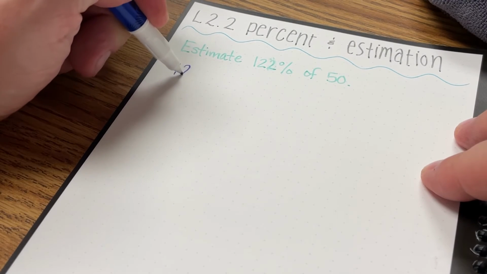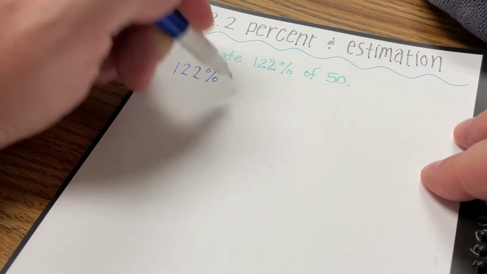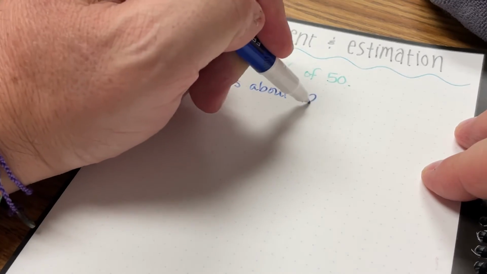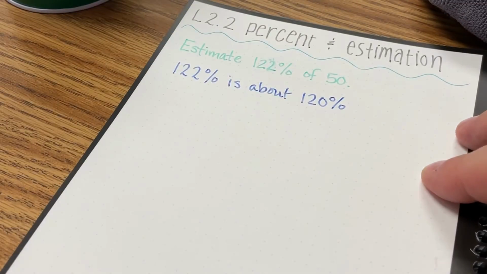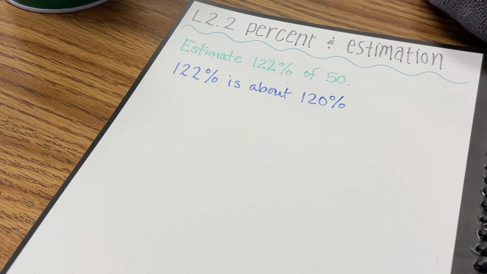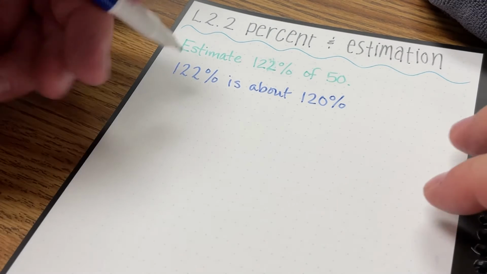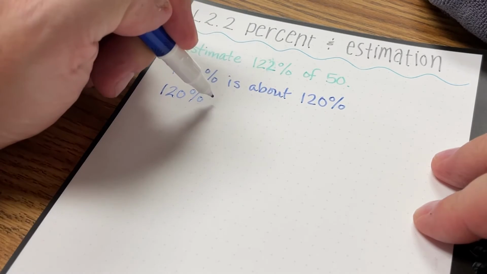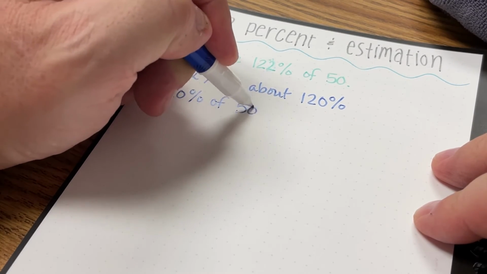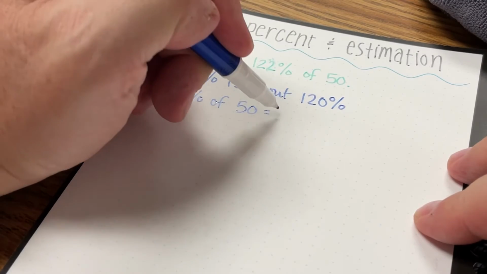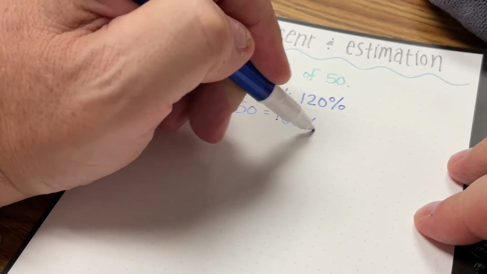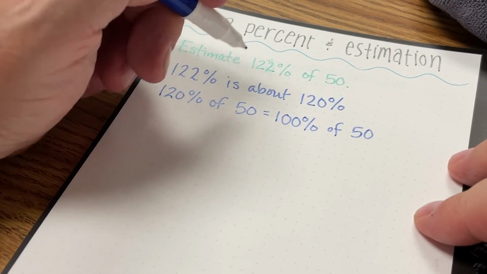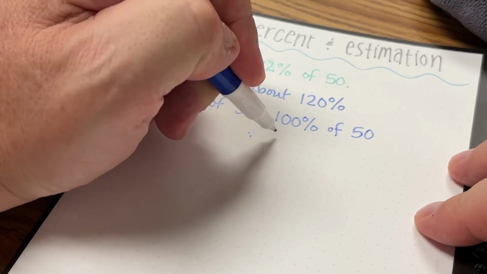Now I have a percent that's greater than 100%. So I'm going to say that 122% is about 120%. So 120% of 50 is the same thing as 100% of 50 plus 20% of 50.